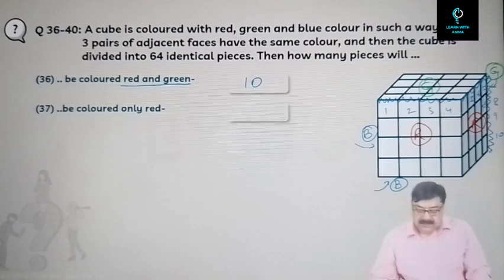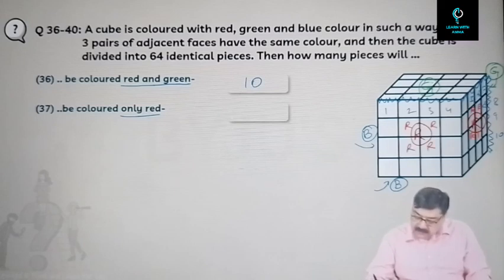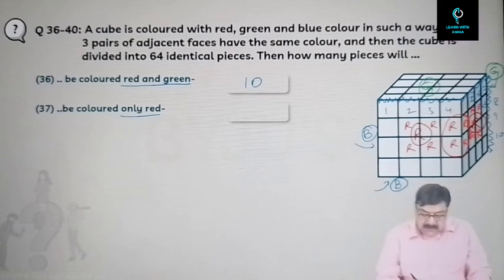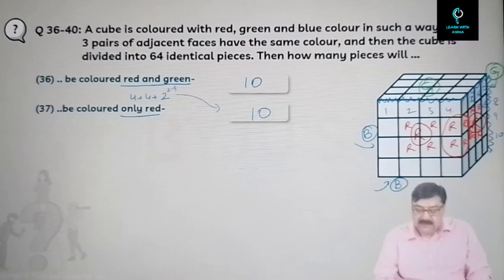So how many pieces will be colored only red? Well, we have these 4 here and then obviously 4 here also, which are one face colored cubes. But then what about these 2 face colored cubes here? Even they have only red color on them and no other color. So this shall become 4 plus 2. These are 2 face colored cubes. That is a total of 10.